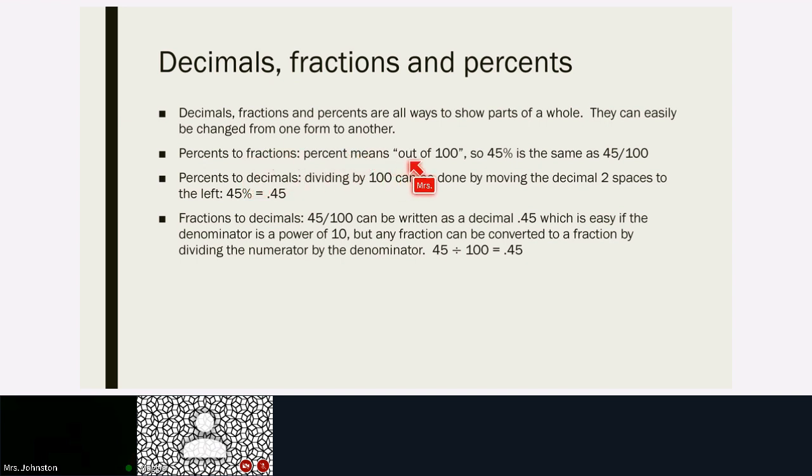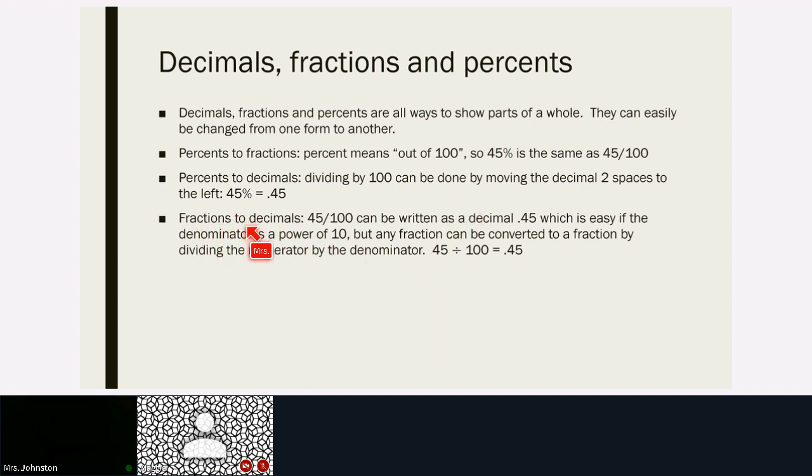Percent literally means out of 100, so 45% is the same as 45 divided by 100. That's in its fraction form. Now, that can be written as a decimal because remember, if you divide something by 100, you just move the decimal place 2 spaces to the left. Or if you read it, 45% equals 0.45. If you remember how you learned to read decimals, this is 45 hundredths because it ends in the hundredths place. 45 hundredths is the same as 45 100ths, so these are all equivalent to each other.